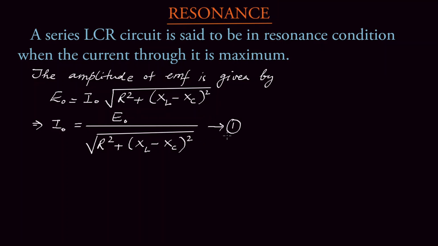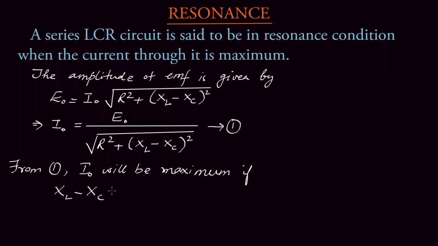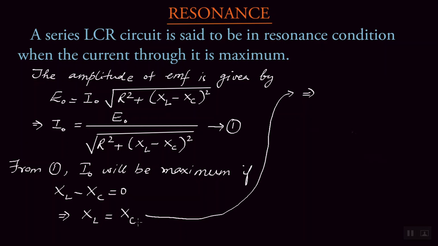Okay, now look at equation 1 and tell me, when will this current be maximum? So this current will be maximum if the denominator is minimum, yes or no? And this denominator is minimum if the part in the bracket is equal to 0. All right, so here from equation 1, I will be maximum if XL minus XC is equal to 0. This term is not there. XL is equal to XC.